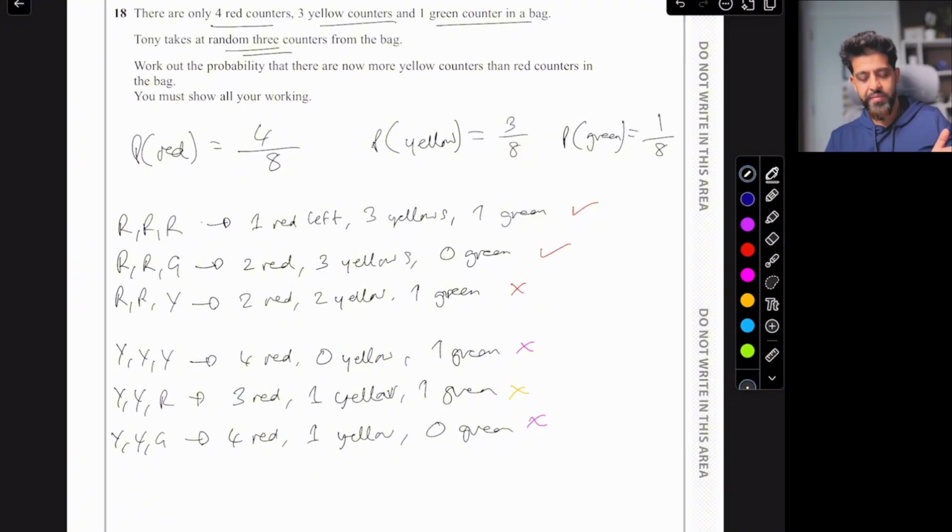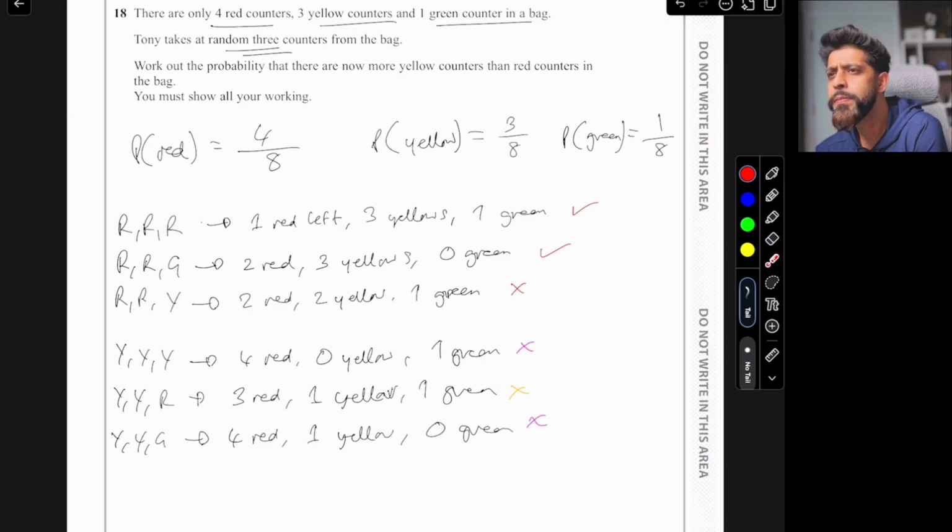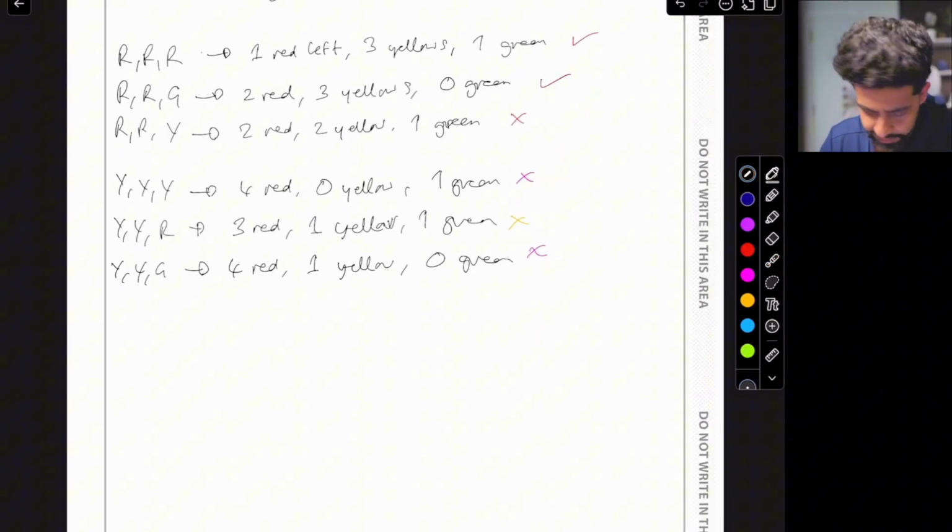Yeah, but remember, we can move across as well, okay? For example, we could have done red and then a yellow and then a red as well. We can have that option too. Just remember that. But it's the final thing that we're most interested in, okay? Okay, so I'm just going through my list.